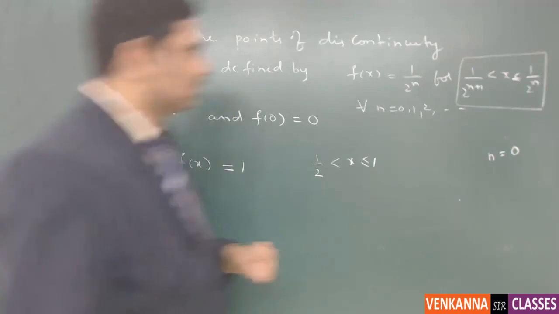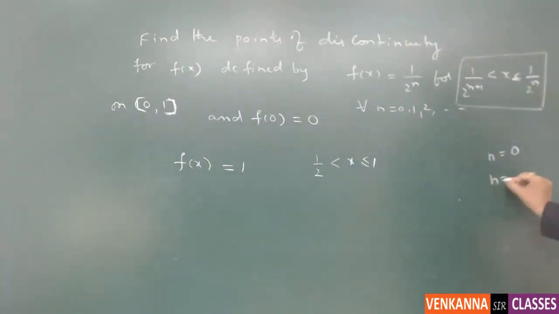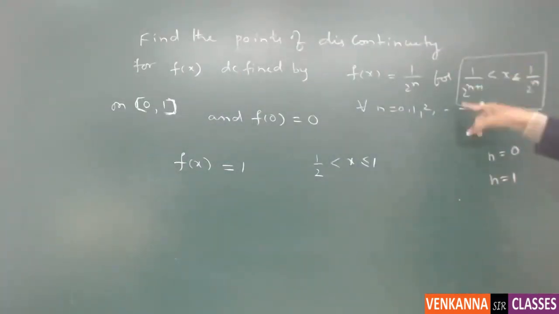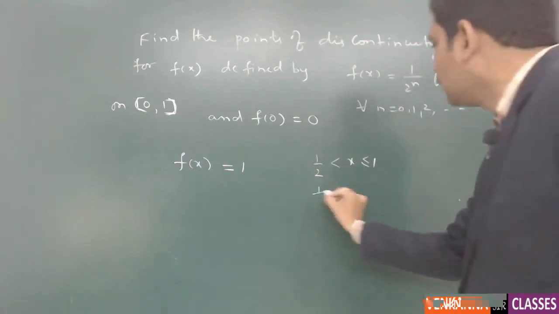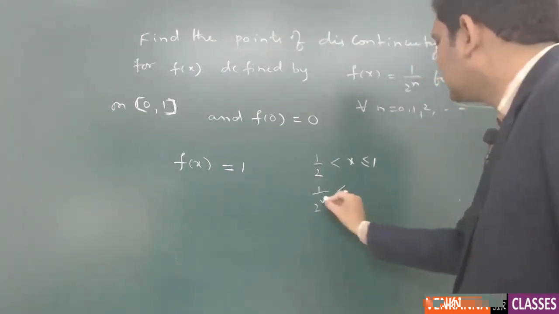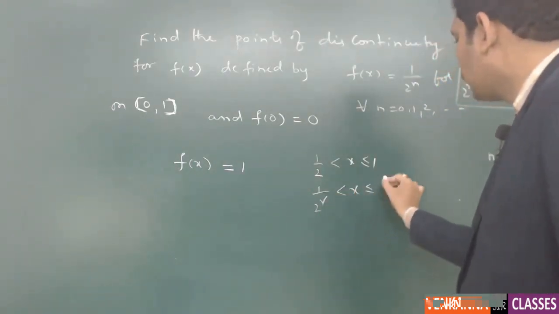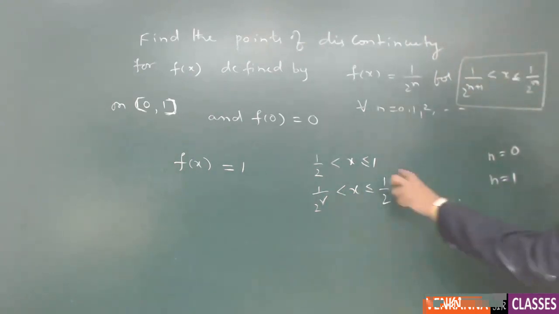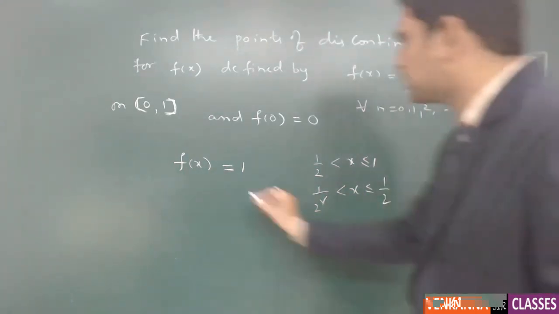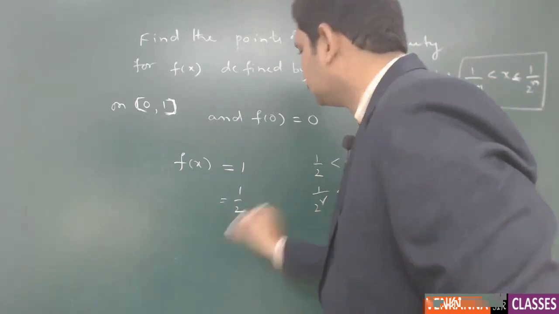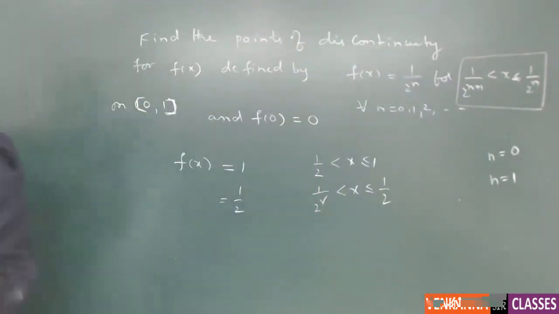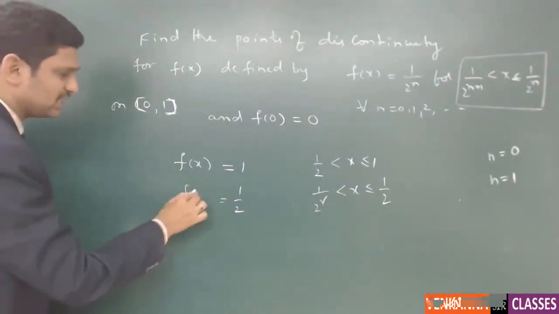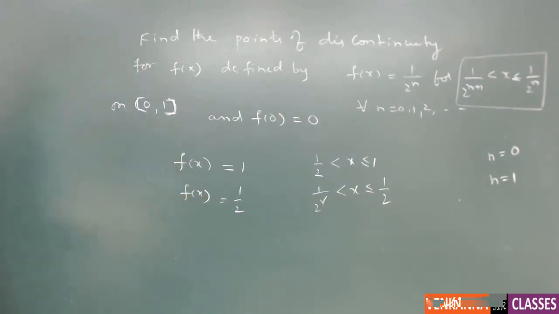Let us do the other one. If you take n is equal to 1, then from this expression 1 by 2 square is less than x, less than or equal to 1 by 2. So here the upper bound is 1 by 2, so the function value is 1 by 2. Is it clear how the function is defined? All of you?